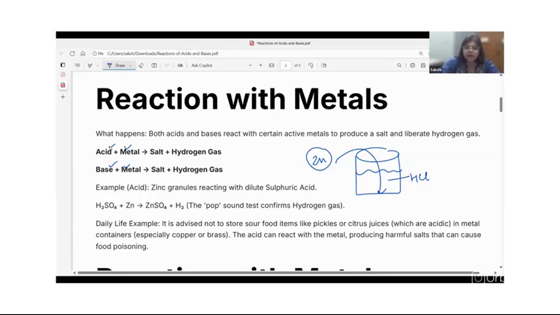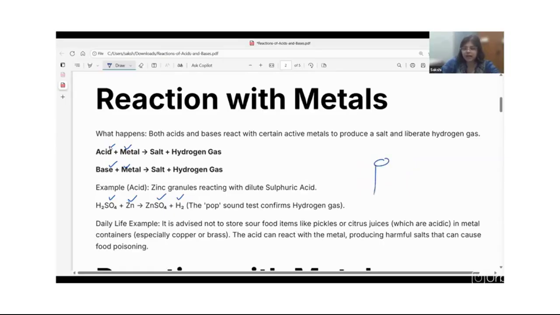So let us see. I have zinc and I add sulfuric acid. So we get zinc sulfate and hydrogen. Okay. So now there is a specific test for the hydrogen gas, and that is called the pop sound test. So how do we do the pop sound test? I'll just explain it to you.